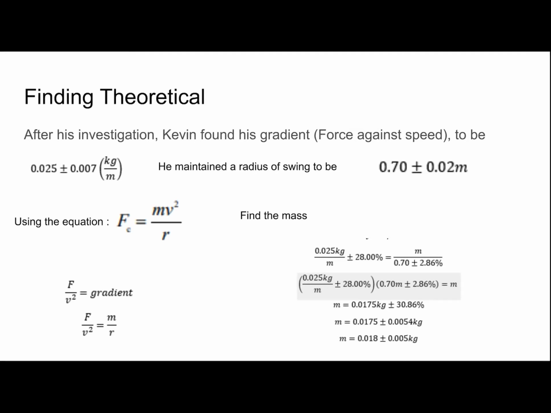Okay, so now we have 0.0175 kg plus or minus 30.86%. We need to convert the percentage uncertainty back to absolute uncertainty. So that's our percentage divided by 100 multiplied by 0.0175. And we should get 0.0175 plus or minus 0.0054 kilograms. Rounding it down to 1 SF, we'll get 0.018 plus or minus 0.005 kilograms. So in this case, if we round it down to 1 SF, it's down in the thousandths column, so we need to round our actual value to the thousandths column as well.